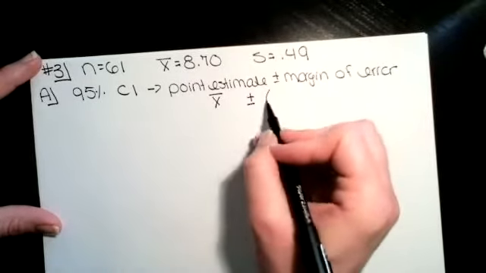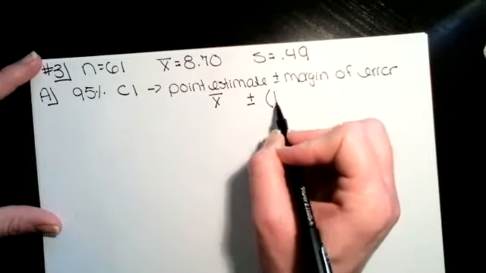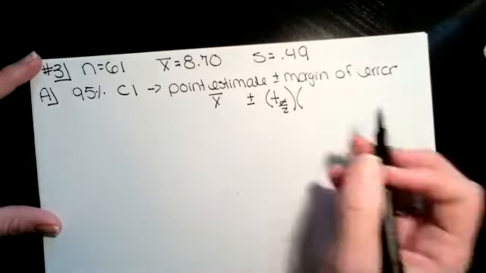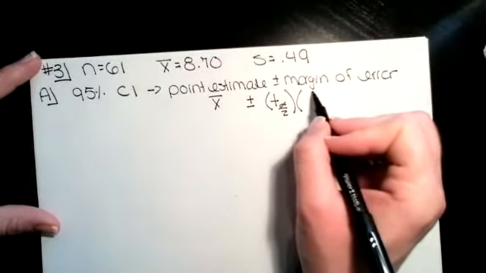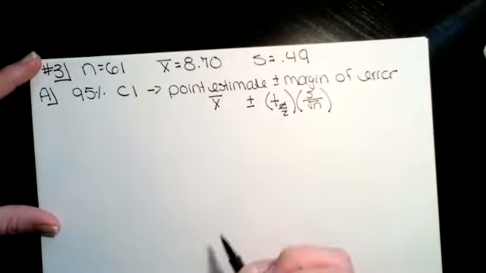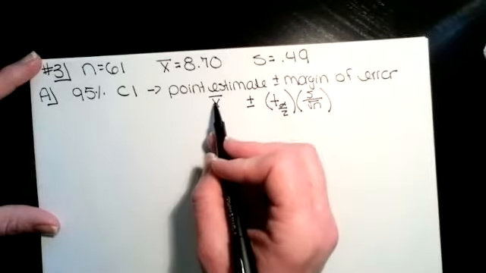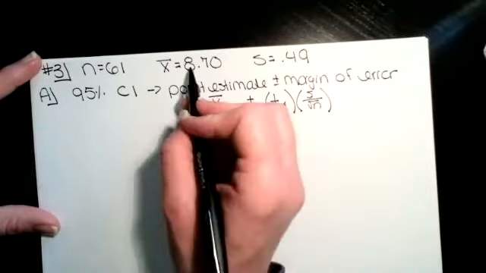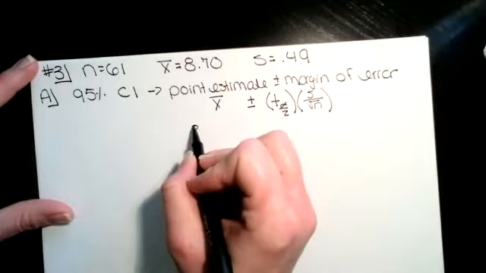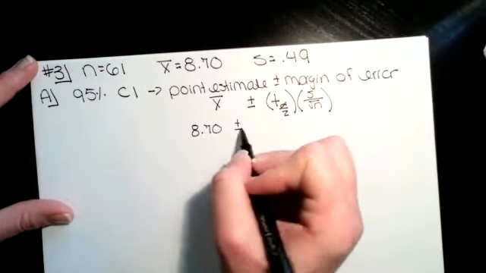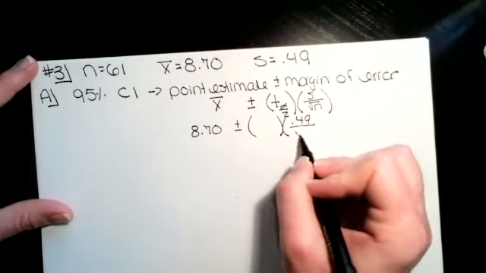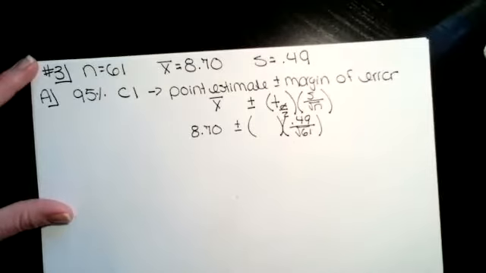Now margin of error, remember we have our T or our Z value. It's T in this one because it's numerical, at alpha divided by 2. I'll refresh your memory how to get that. And times standard error. So for numerical, it's S divided by the square root of N. Remember, we use the T curve because I'm using X bar in the calculation and S, so I'm using 2 numbers from my sample. So I'm going to start filling in some numbers. I have 8.70 plus or minus, I'm going to leave a spot for my T, and 0.49 divided by the square root of 61.